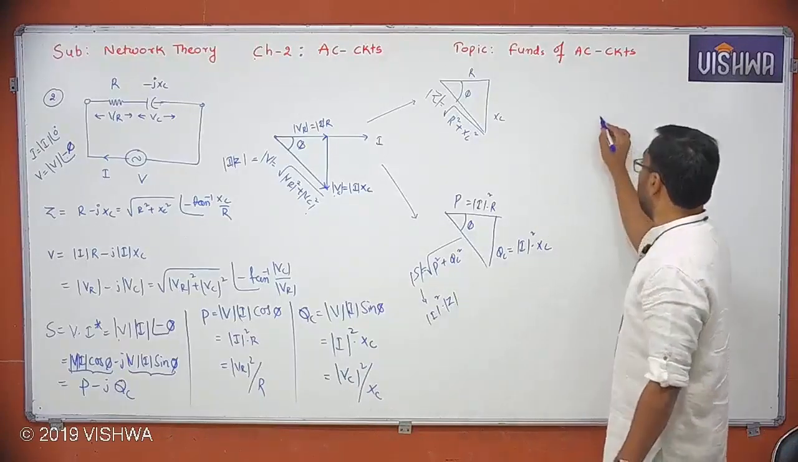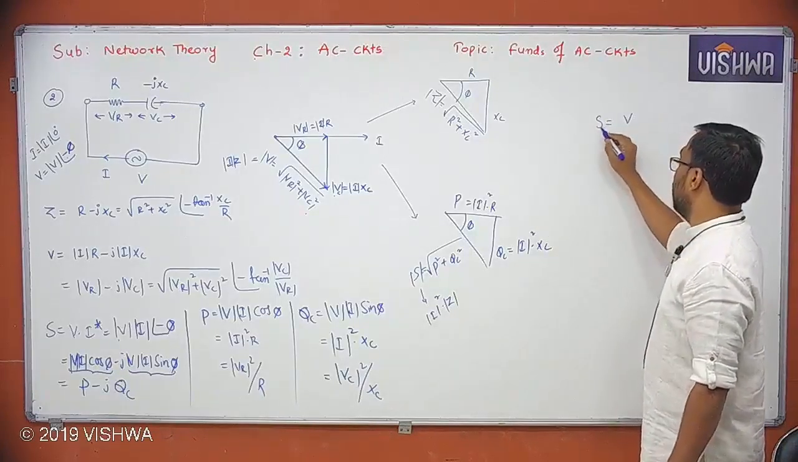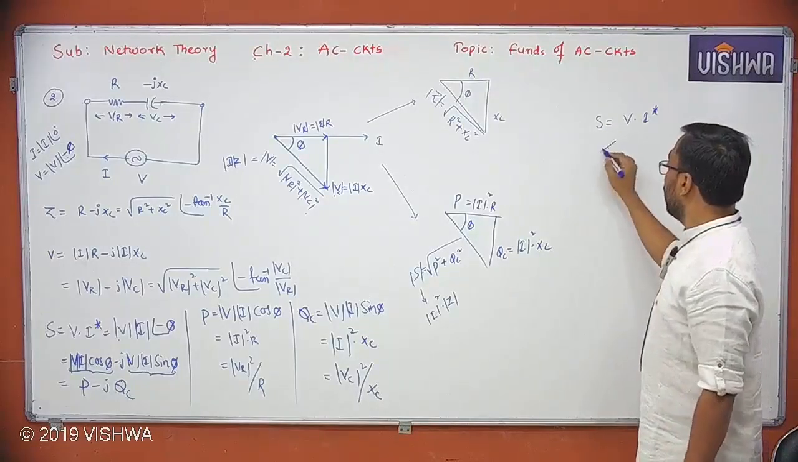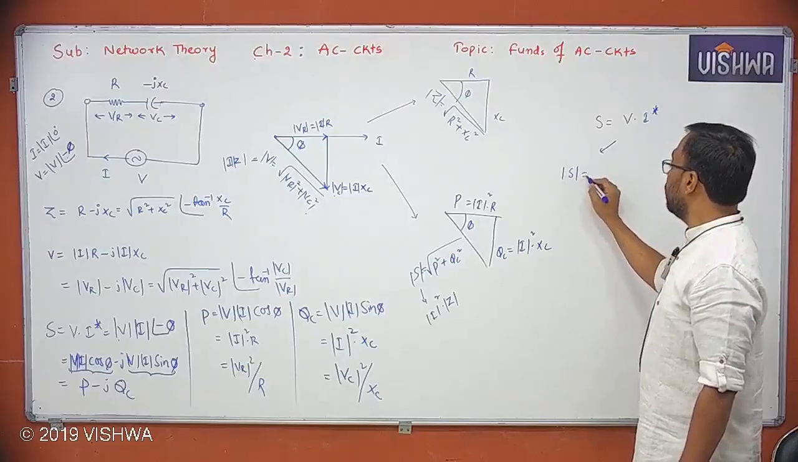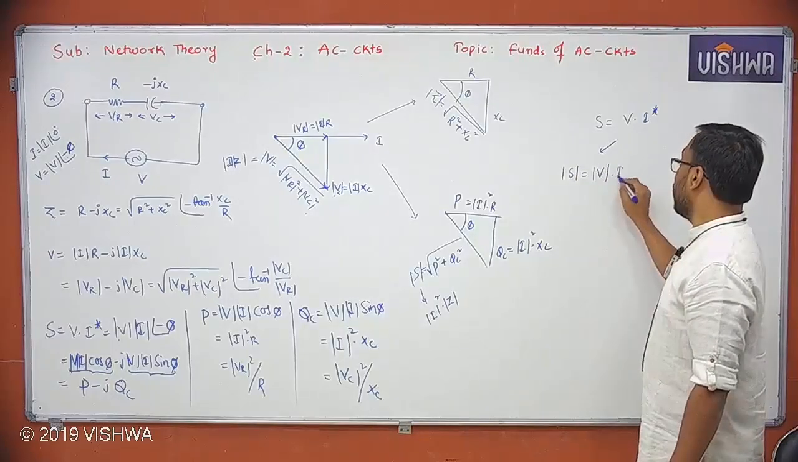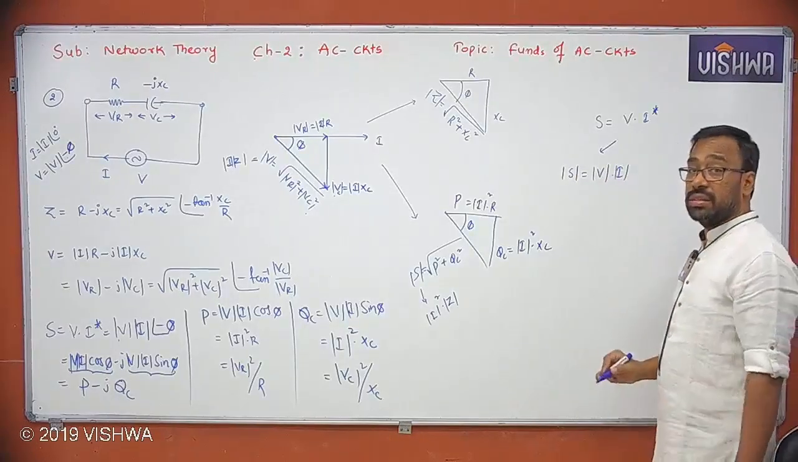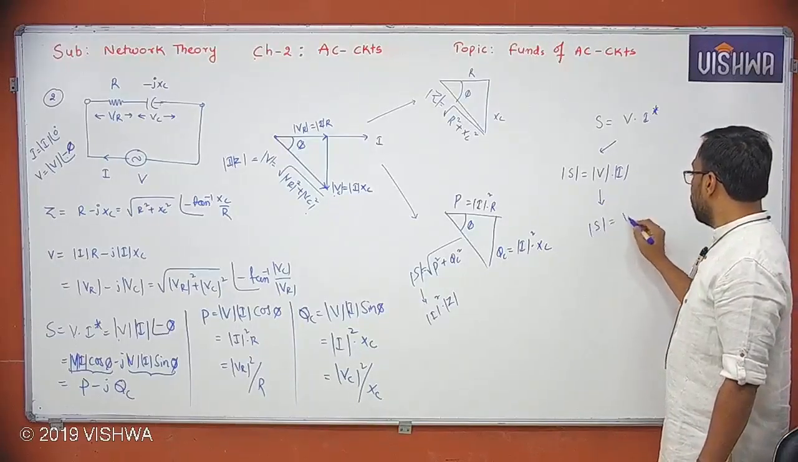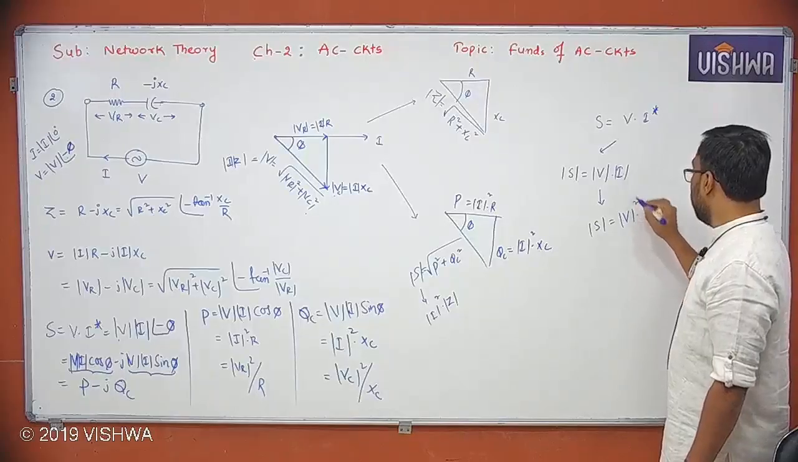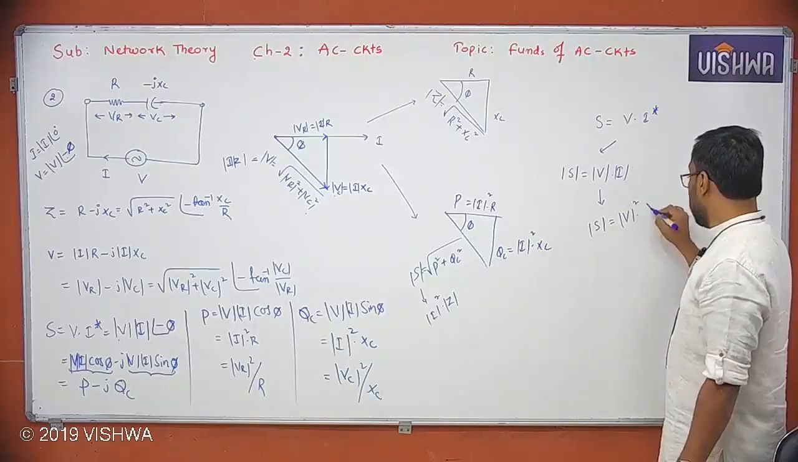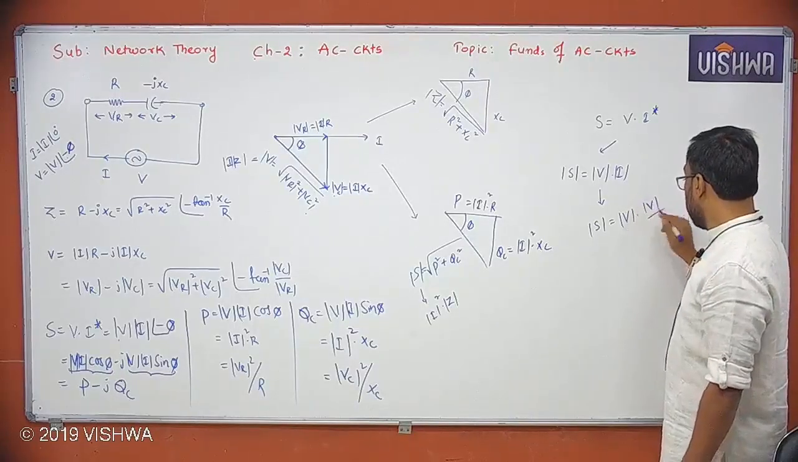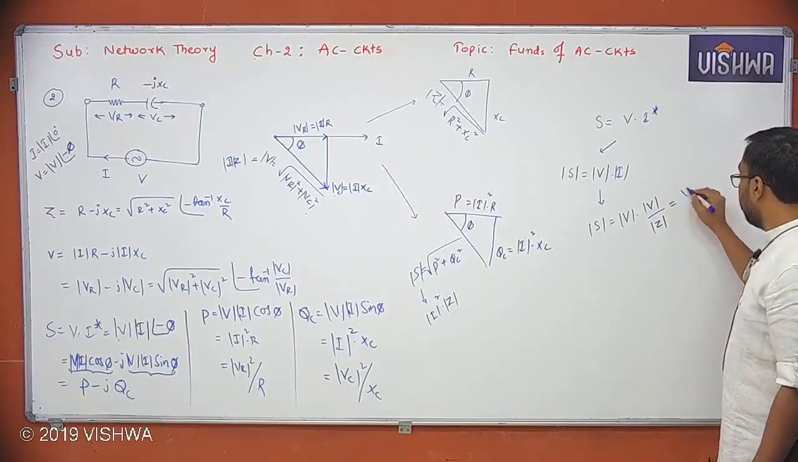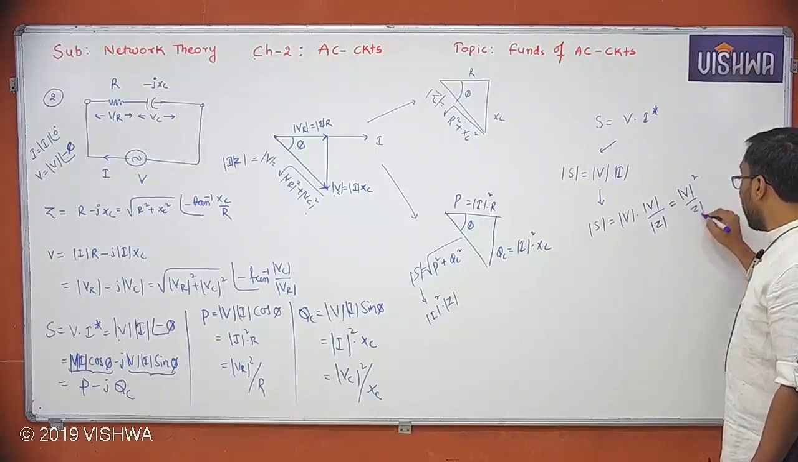See, apparent power is always written, when you write phasor, a complex value, as V into I conjugate. So you can write magnitude S is equal to magnitude V into magnitude I. It is not a problem. And you can also write S is equal to V square into what? I is nothing but V by Z. Z magnitudes I'm dealing with again. So what do you get here? V square by Z magnitude.